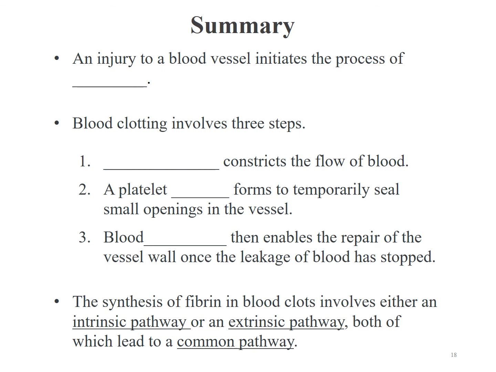Okay, the first one. An injury to a blood vessel initiates the process of what? Hemostasis, which is blood clotting. So blood clotting involves three steps. Number one is vasoconstriction or vascular spasm that constricts the flow of blood. Number two, you have the formation of a platelet plug to seal the opening temporarily. And number three, you have blood coagulation that enables the repair of the vessel to be done.